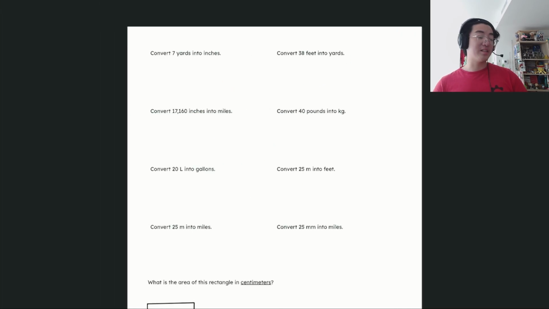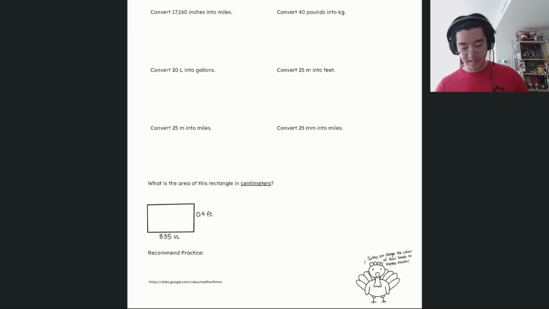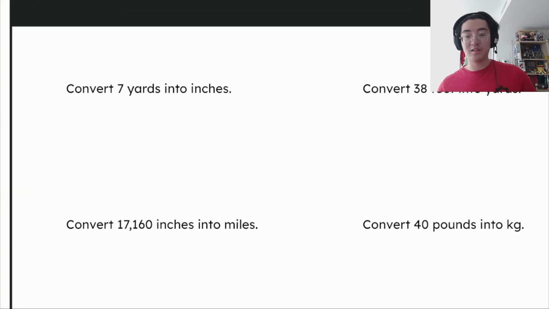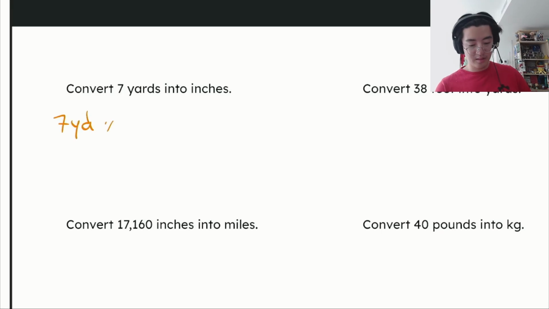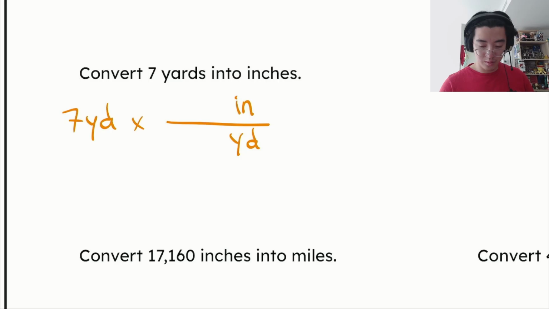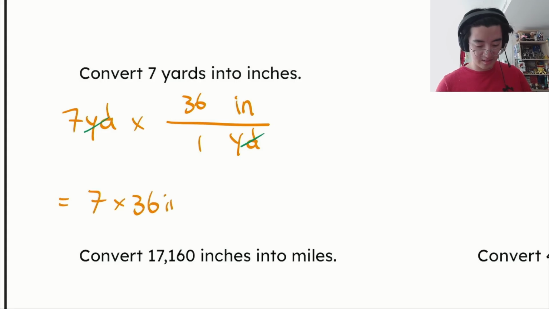Luckily, we can use the same conversion factor technique we talked about last time. So let's do the imperial stuff first. Yards into inches. Here's the thing we have, and we want to convert it into inches, so that goes on top. The thing we want to cancel out is on the bottom. We know there's 36 inches in 1 yard. So the yards cancel out, and we are left with 7 times 36, which is 252 inches.